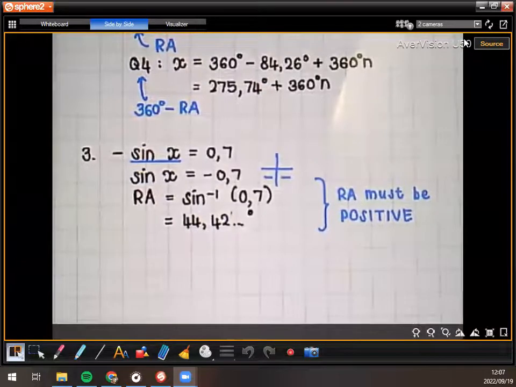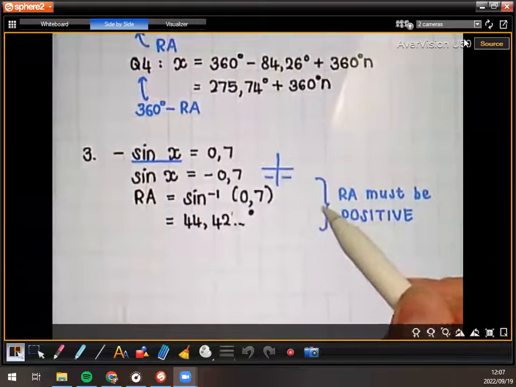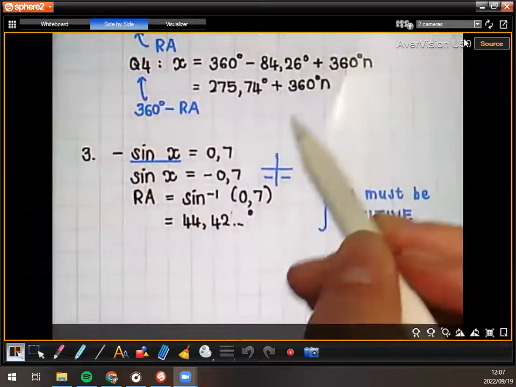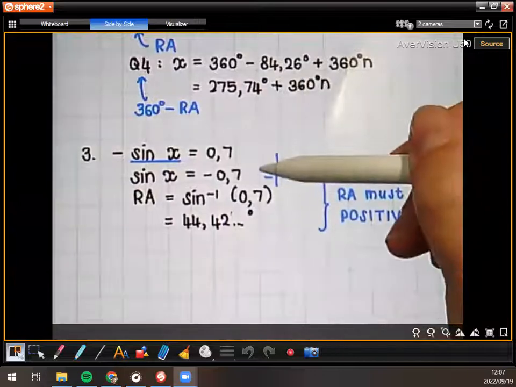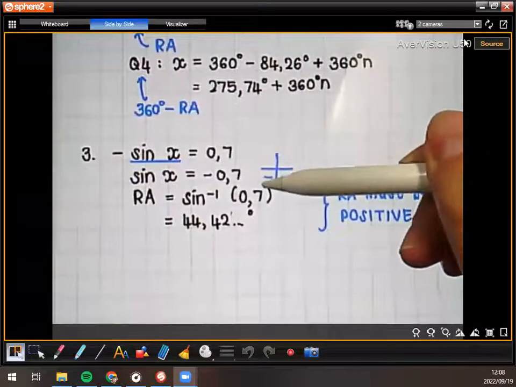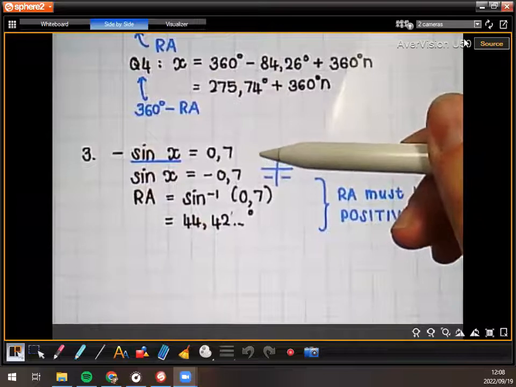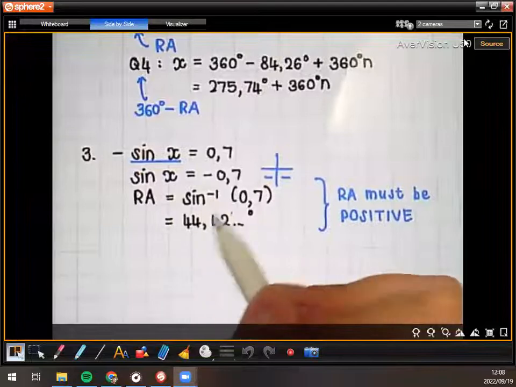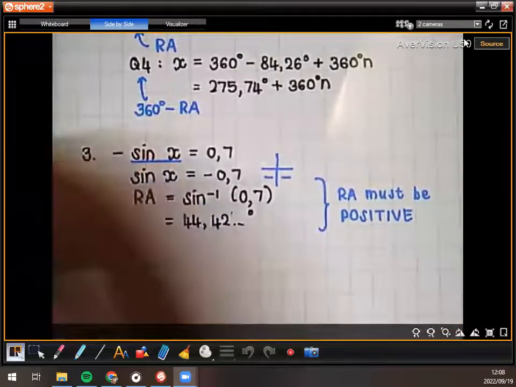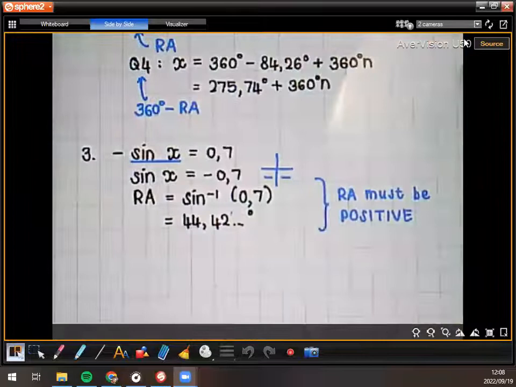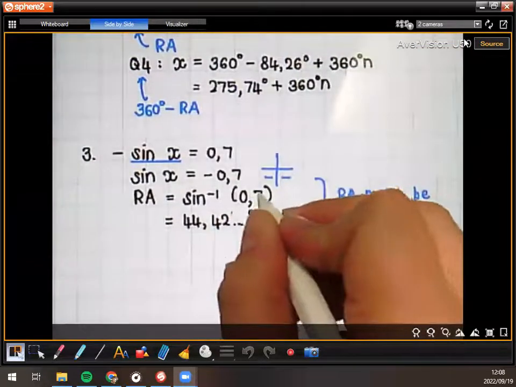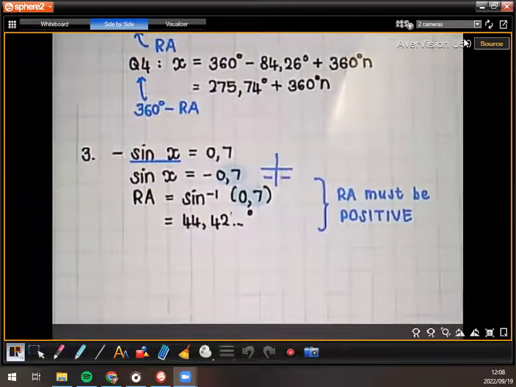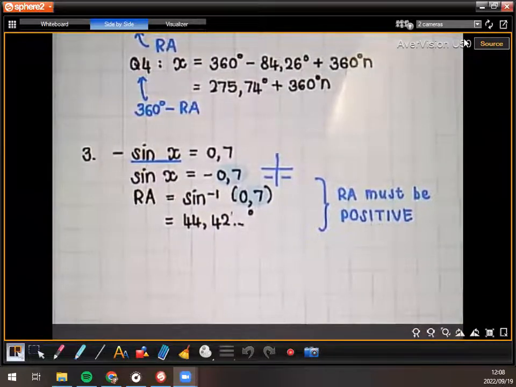Now guys, the important thing here is the reason why the reference angle has to be positive. Say we work it out as negative 44. Then for quadrant 3 we say 180 plus negative 44. Isn't that going to give us a quadrant 2 solution? And it can't be, it has to be in the third quadrant. That's why it's very important that your reference angle is positive. You just do the positive value of what you have in your equation. The minus tells you which quadrants to work in.